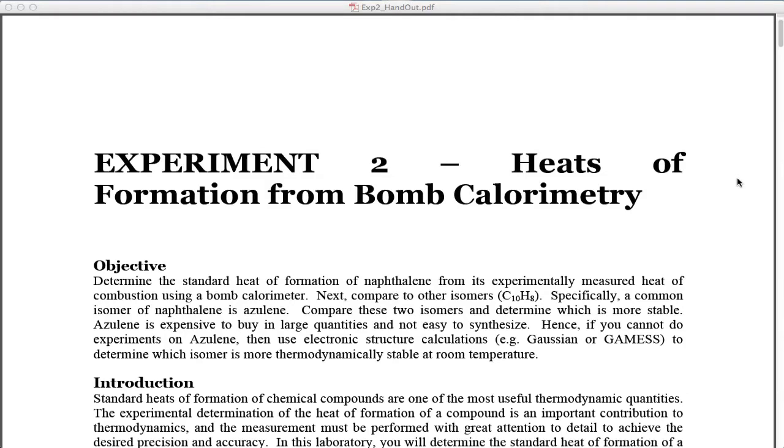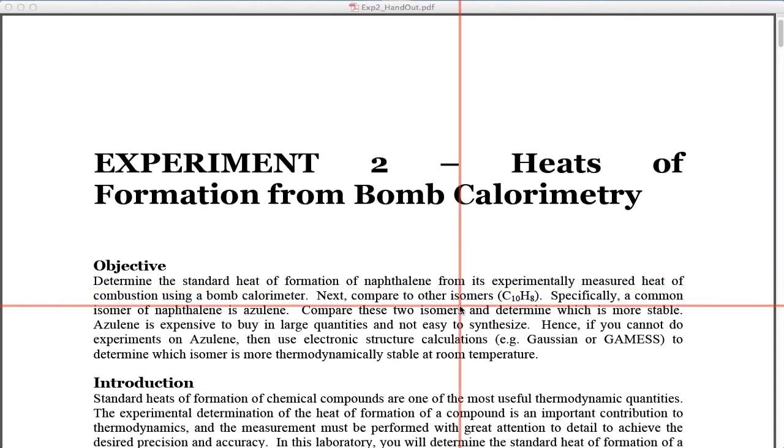I'm Jeff Yager. Today I'm going to introduce what we do at Arizona State University in Chemistry 343, Physical Chemistry Laboratory, for experiment number 2, which is the heat of formation from bomb calorimetry experiments. In this case, we're going to be determining the heat of formation of naphthalene. We'll do this by carrying out bomb calorimetry experiments, which allow us to determine the heat of combustion, which is the measured quantity, and then from that measured heat of combustion determine standard heat of formation for, in this case, naphthalene, which is what we'll do experimentally.